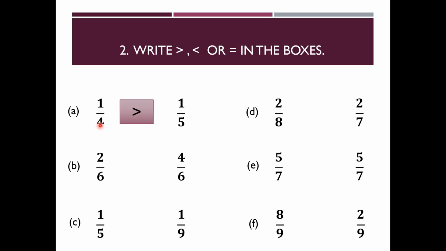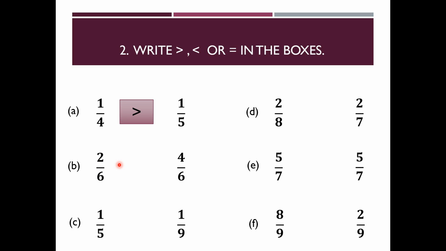Now let's see the next one. We have 2 upon 6 and 4 upon 6. Now we have to compare these two. The first one is 2 upon 6 and the next fraction is 4 upon 6. Let's compare these two now. Let's see what is common first. As we can see, the denominator is common. So then we have to look at the numerator.